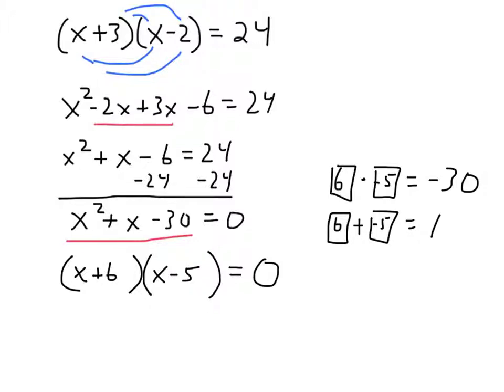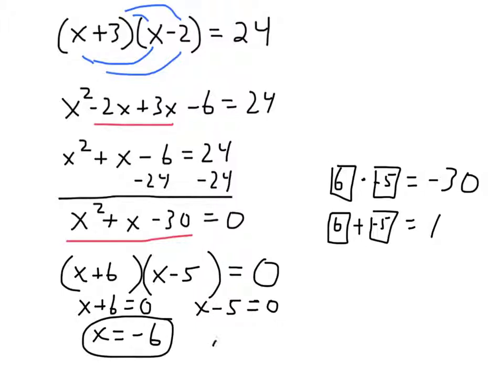And then set each one equal to 0. So x plus 6 equals 0 and x minus 5 equals 0. And so on the left side we'll just subtract 6 from both sides. So x equals negative 6. And on the right side add 5 to both sides, so x equals 5.